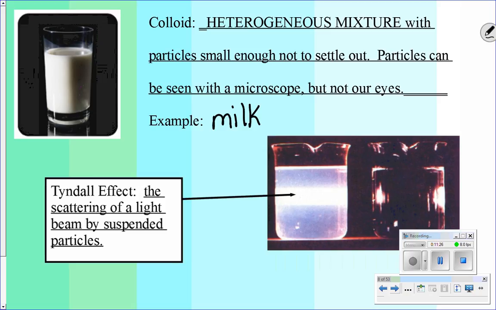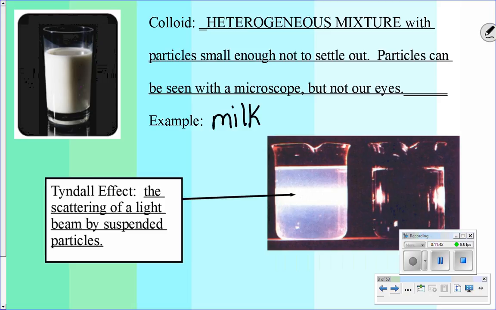A Tyndall effect is something that we sometimes observe in some mixtures. What's interesting about the Tyndall effect is it's the scattering of light by suspended particles. So you need a decent size particle to observe the Tyndall effect. The Tyndall effect will occur in a colloid.